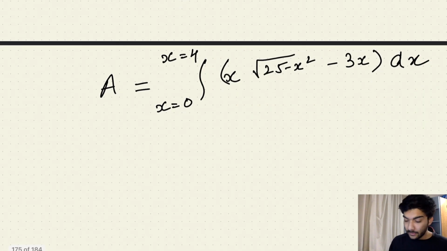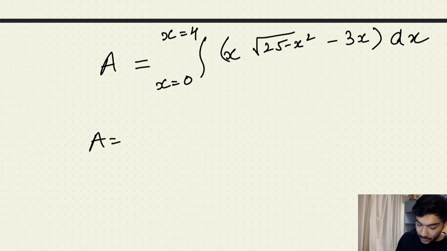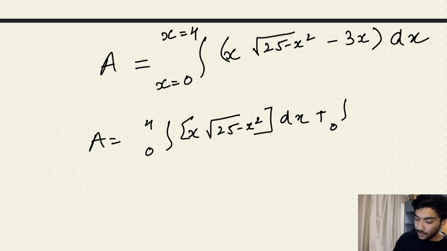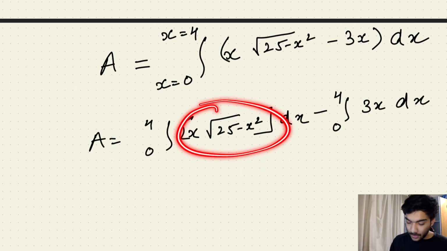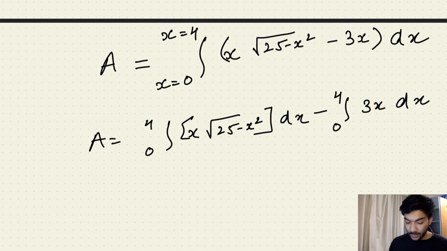And in order to solve this definite integral, I'll leave the definite integral calculation to you, but if you want a hint in order to solve this question, you can split this interval as 0 to 4 x times root 25 minus x square dx minus 0 to 4 3x dx in this case, right? And this part can be solved by substitution, and this part you can solve very easily by taking the integral of x in this case, right?